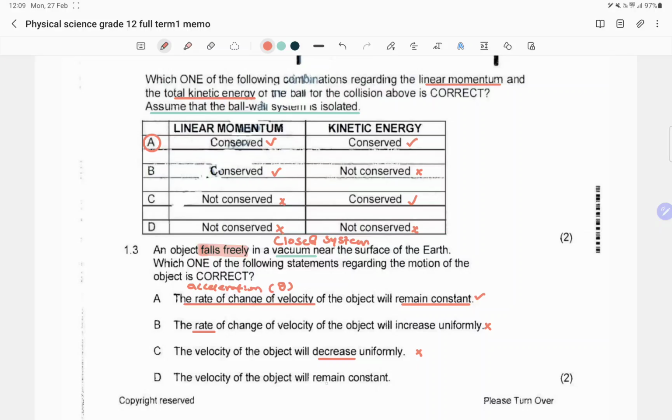The velocity of the object will remain constant. It does not remain constant because we are experiencing acceleration due to gravity. So it uniformly increases or changes. In fact, let's just say uniformly changes, but it does not remain constant. So what is the best answer here? Best answer is option A.